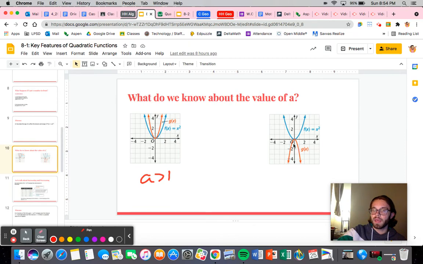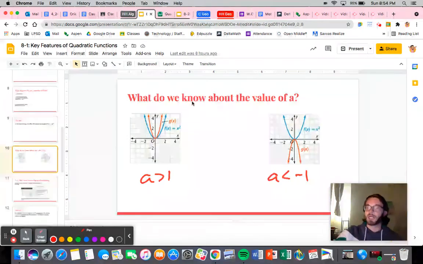Now, what do I know about this? Well, it's upside down, so you already know it's less than 0. It's going to be a negative number, but it's skinnier, which means it's going to be, in particular, less than negative 1. If it was wider, you'd know it'd be between 0 and negative 1, but it looks like it's a lot skinnier than the original picture.